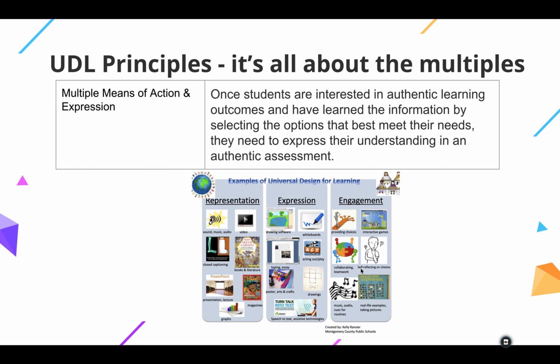So when we're thinking of UDL, it's not one size fits all. We want to think of all the different ways that we are representing the information. So if you're teaching about butterflies, maybe you show a video about butterflies, read a book about butterflies, and have students listen to a story about butterflies. So there are all different ways you're representing it. And then if you're having students do the butterfly life cycle, maybe they can do a drawing, or they can act it out, or they can create a poster, or they can write about it. So there are lots of different ways they can express it.